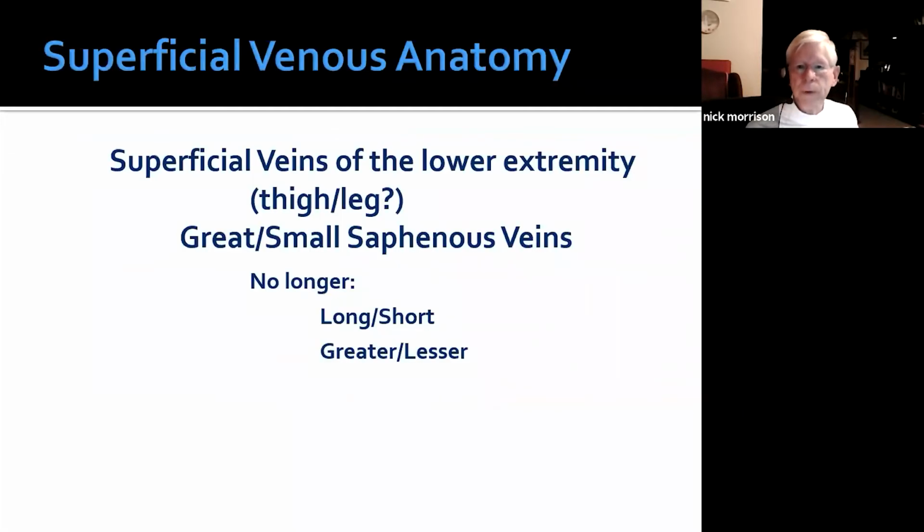So, superficial veins in the lower extremity, in the thigh or leg. There's some confusion in the literature. A lot of the internationals refer to the leg as the lower portion of the leg, and thigh as the upper portion. Again, there are the great and small saphenous veins. It's no longer the long or short or greater or lesser. It is now the great and small, to avoid confusion with shortening them.